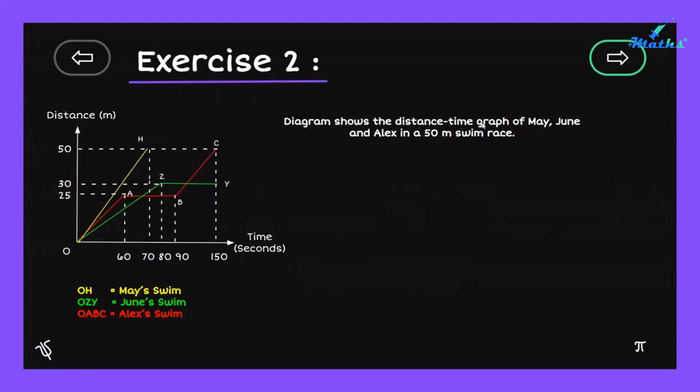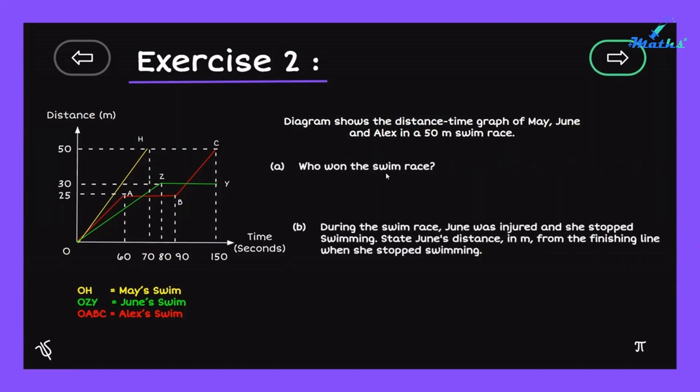So that is exercise 2. The diagram shows the distance-time graph of May, June and Alex in a 50 m swim race. OH is May's swim. OZ1 is June's swim. OABC is Alex's swim. Each person's swim is represented by a different color, so you can easily see it. So let's see the question. A. Who won the swim race?